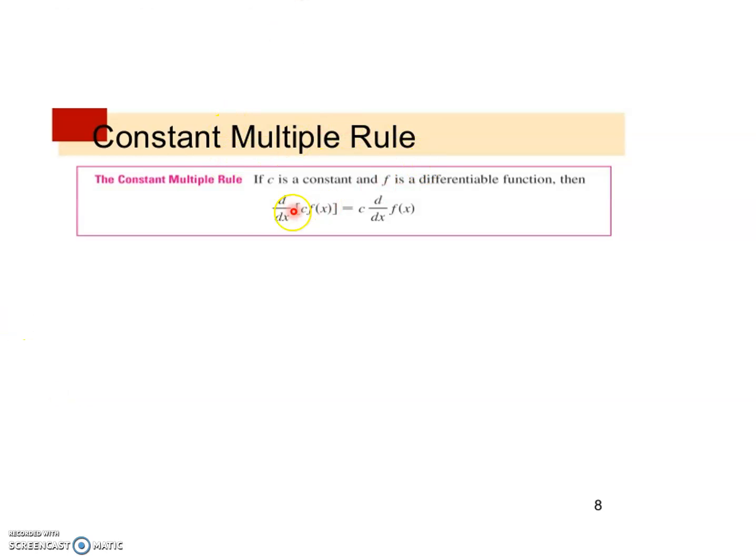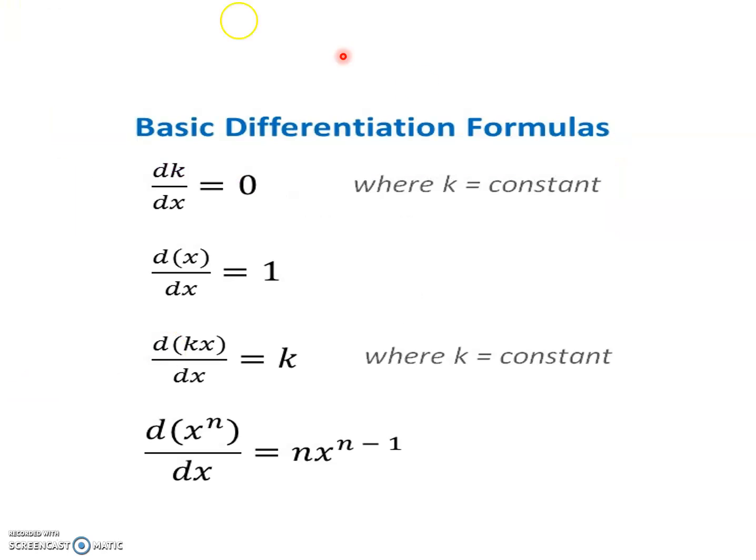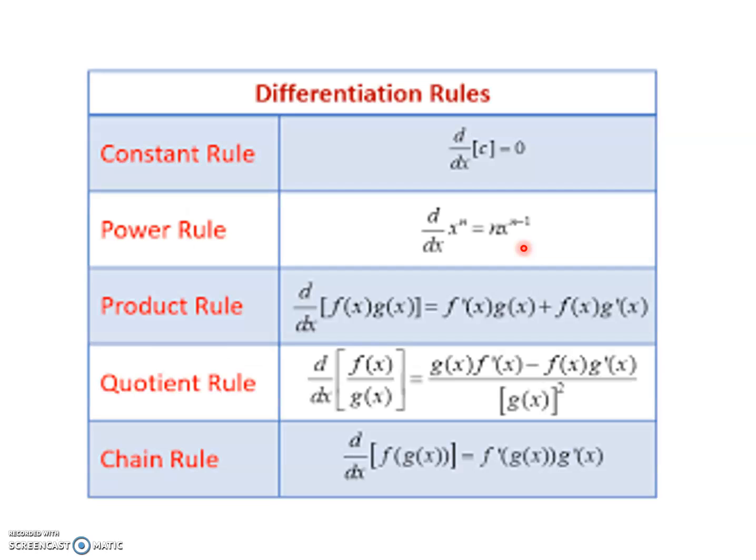Constant multiple rule, which is very important, we must take care. The constant multiple rule: if c is a constant and f is a differentiable function, then derivative of c times f of x is c times derivative of f of x. Basic differentiation formulas: derivative of a constant is always 0, derivative of x is 1, derivative of kx upon dx is k, because derivative of x is obviously 1, derivative of x raised to n is n x raised to n minus 1. This differentiation formula we have to use in the examples.